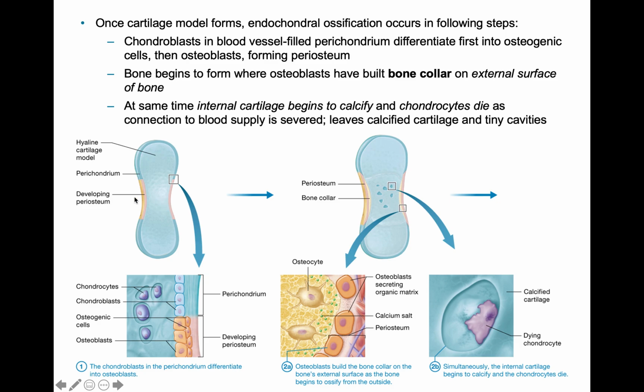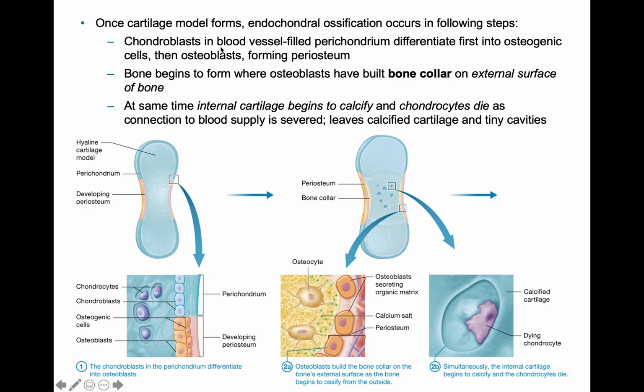All right, so there are certain chemical cues in the developing fetus, and those chemical cues are going to stimulate the cells, the chondroblasts, right? Because we're still talking about cartilage here. The chondroblasts in the perichondrium switch and become osteoblasts. So chondroblasts in the perichondrium will receive chemical signals from the developing fetus and then differentiate into osteoblasts.